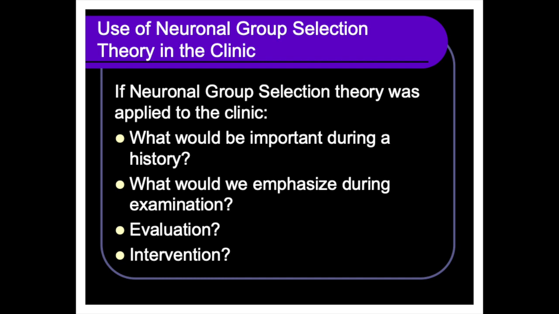All right, so I think that this sort of concludes our review of neuronal group selection. You're going to now look for the lecture on dynamic action theory, and then we will continue with dynamic action theory, and then we have one more theory, ecological theory. So we'll wrap it up here, and please look for the next lecture.